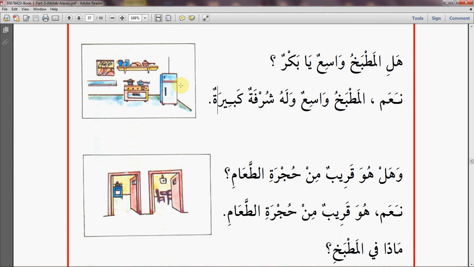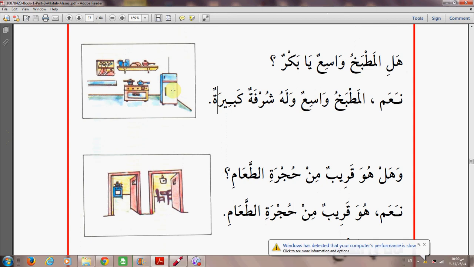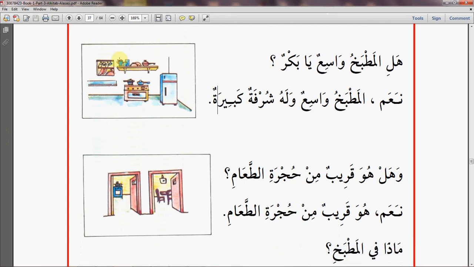You can say ثلاجة. في المطبخ ثلاجة. In the kitchen there is a fridge. في المطبخ رف. رف, you remember, shelf, carrying the kitchen tools. في المطبخ دورق, jug. في المطبخ كوب, cup. في المطبخ موقد.